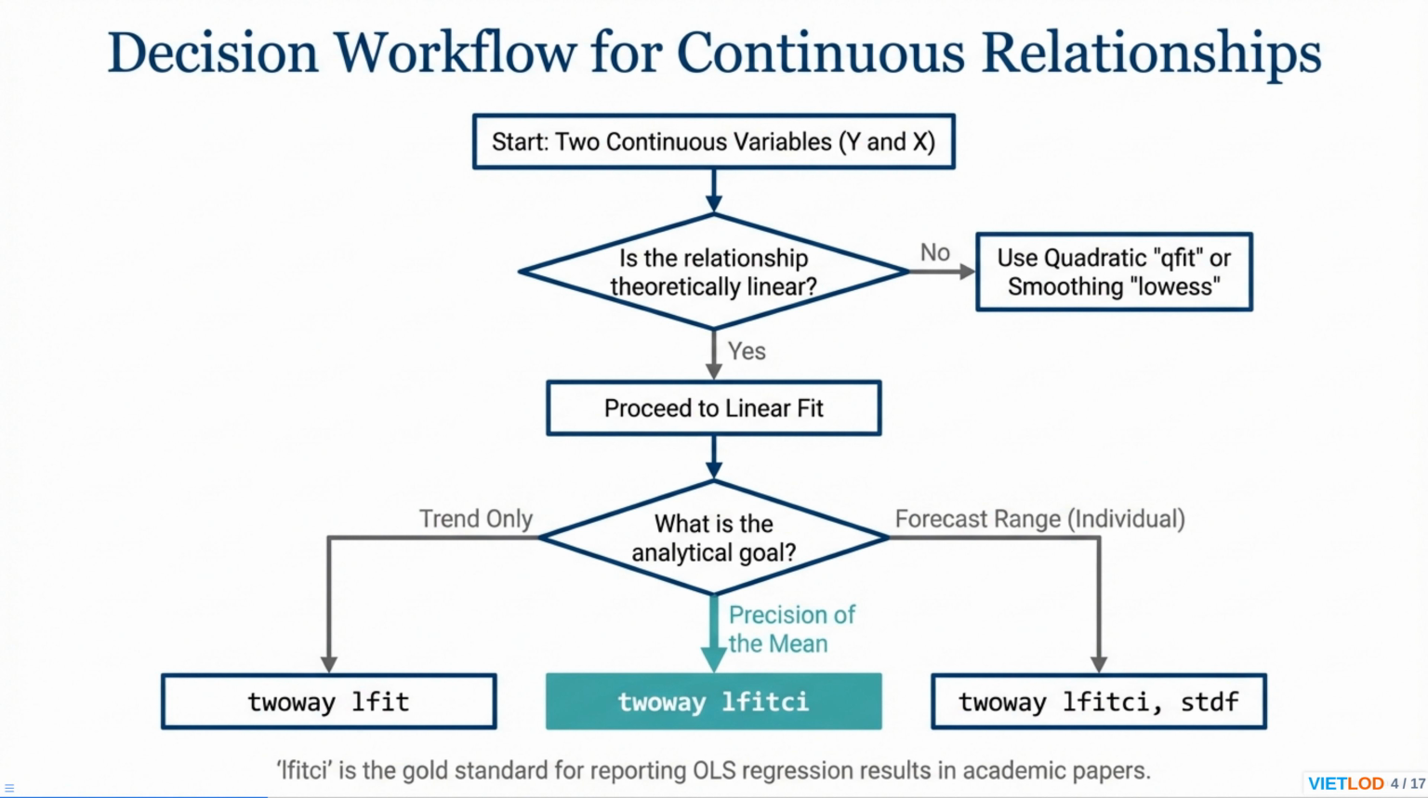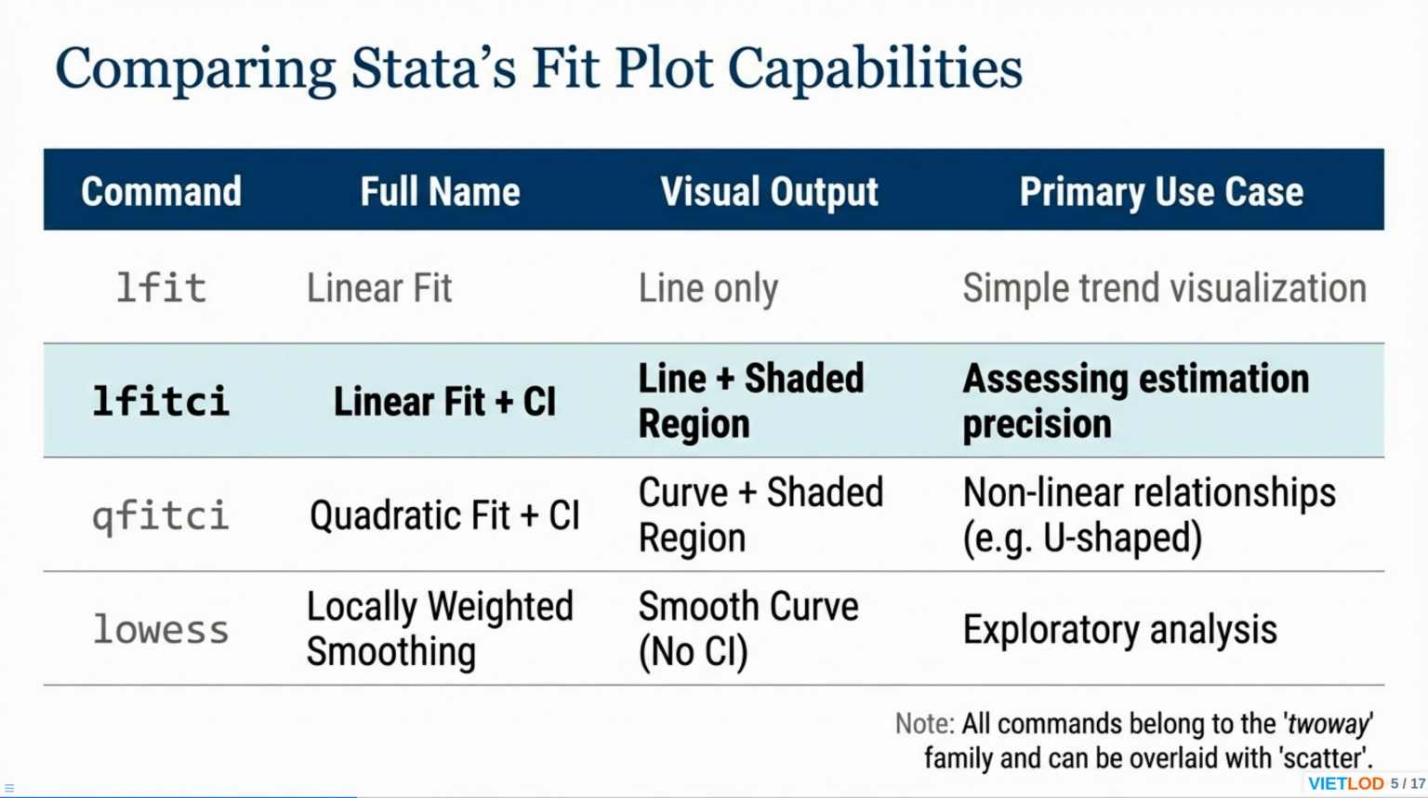For simply showing a trend, the twoway lfit command is sufficient. However, if your goal is to assess the precision of the mean estimate, which is critical for academic reporting, twoway lfitci is the gold standard. Lastly, if you need to generate a forecast range for an individual observation, you would use twoway lfitci with the stdf option. This systematic approach ensures you apply the most suitable command for your specific analytical objective.